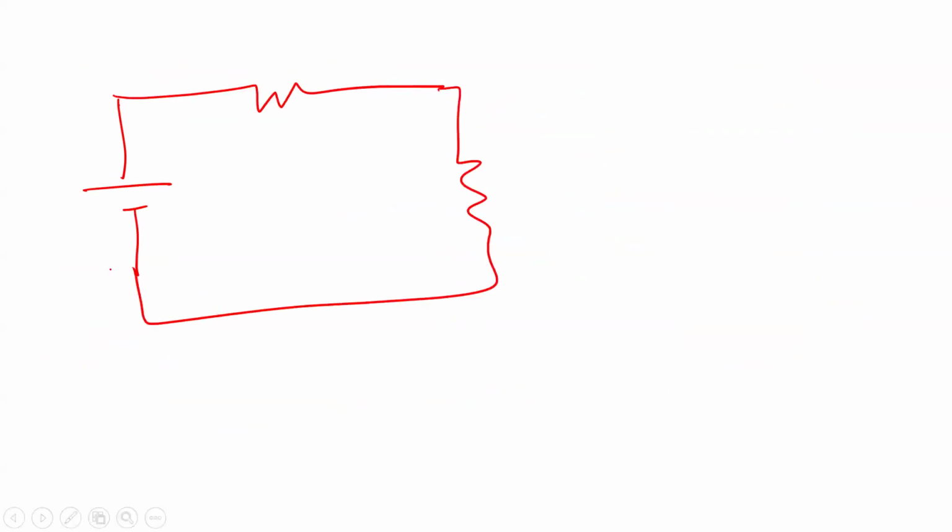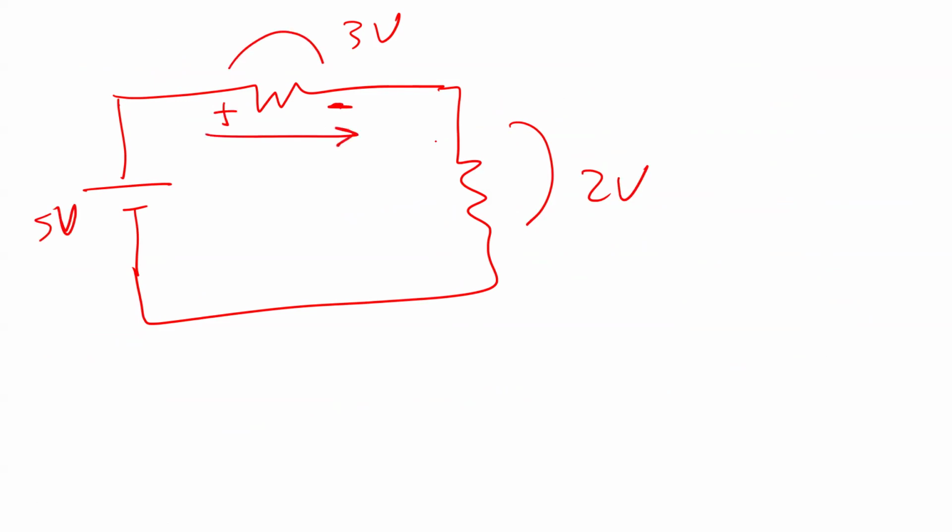Look here, guys. For example, I have 5 volts. Okay, and then we have a drop here of 3 volts, and then I have a drop here of 2 volts. Is that okay? This one is positive, this one is negative, so the current is flowing this way. Is that okay?